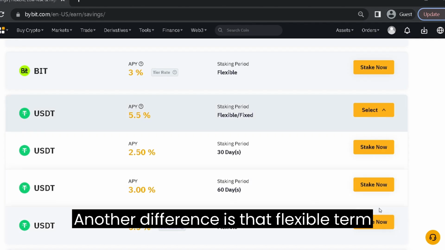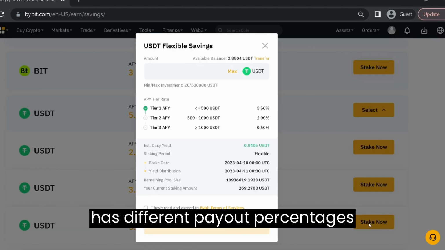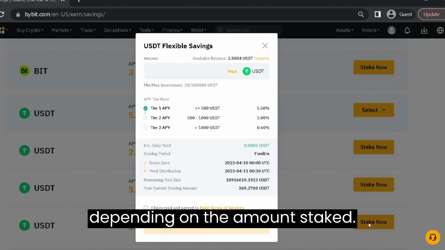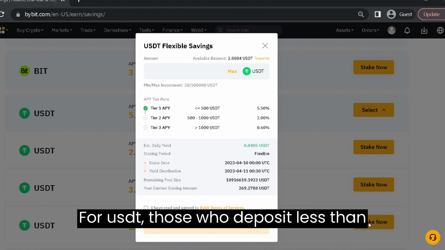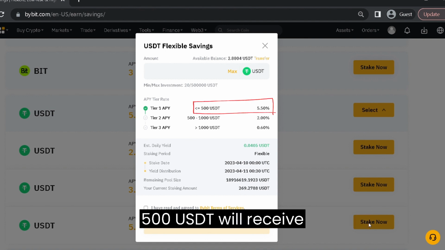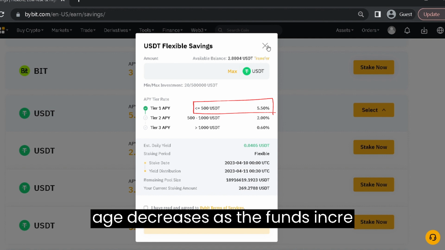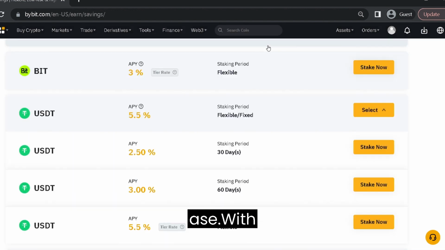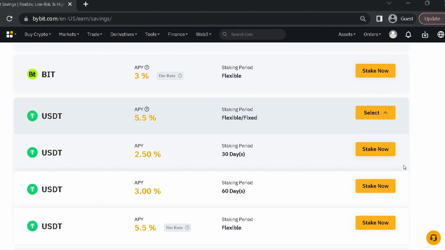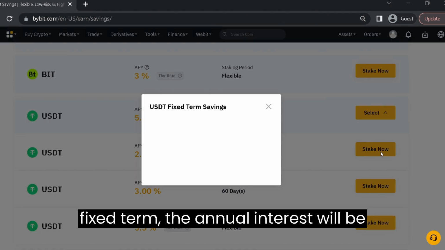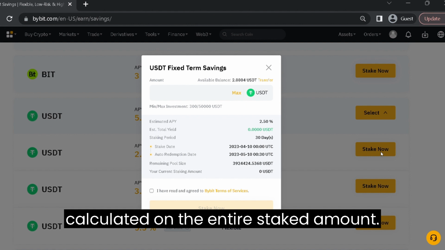Another difference is that flexible term has different payout percentages depending on the amount staked. For USDT, those who deposit less than 500 USDT will receive 5.5% per year, and the percentage decreases as the funds increase. With fixed term, the annual interest will be calculated on the entire staked amount.